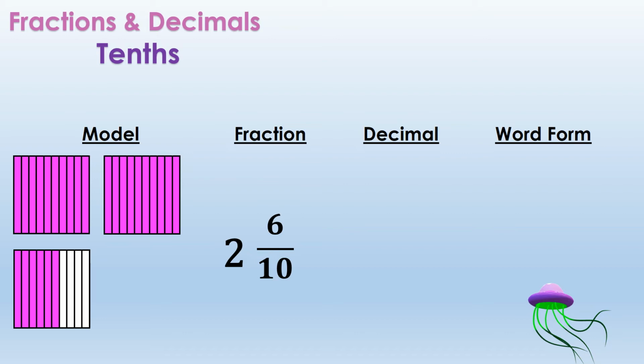Okay, now here comes the difficult part. We already knew how to draw my fraction, draw my model. Now I'm thinking about this as a decimal. When I read this fraction, I read 2 and 6 tenths. Okay, I want you to say this with me. Ready? 2 and 6 tenths.